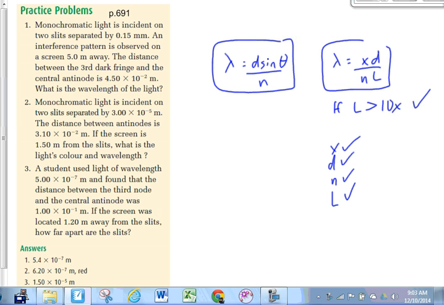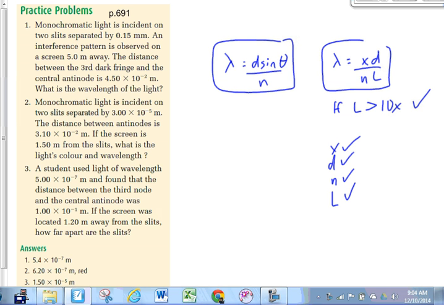How do we go about using the other equation if the variables that we have are the variables that are on the board there right now? How can we use d sine theta over n when we don't have what theta is? We've got to find it, right? We're going to find it.